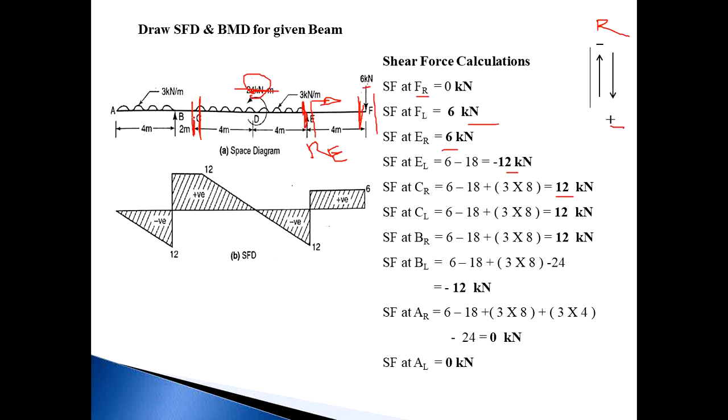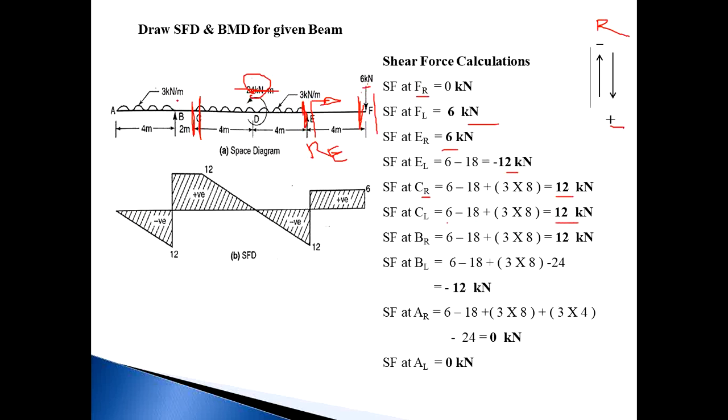Then CL. CR and CL are the same because at point C there is no load. So that's why the CR and CL values are the same. Whatever the number of forces on the CL is the same as that of CR. So the value of CL is 12 kilonewton.